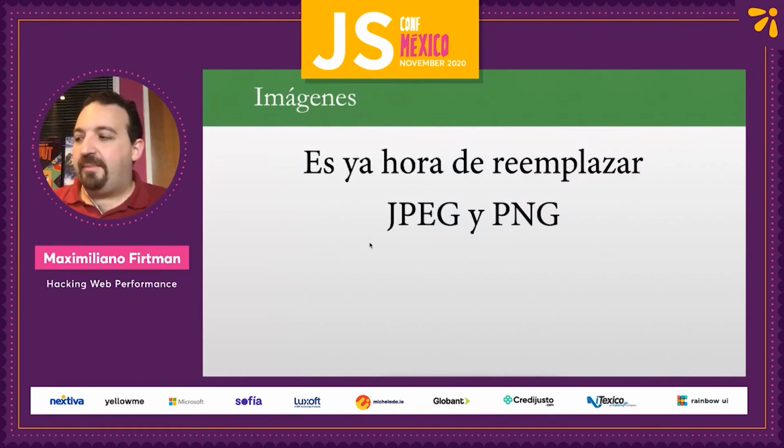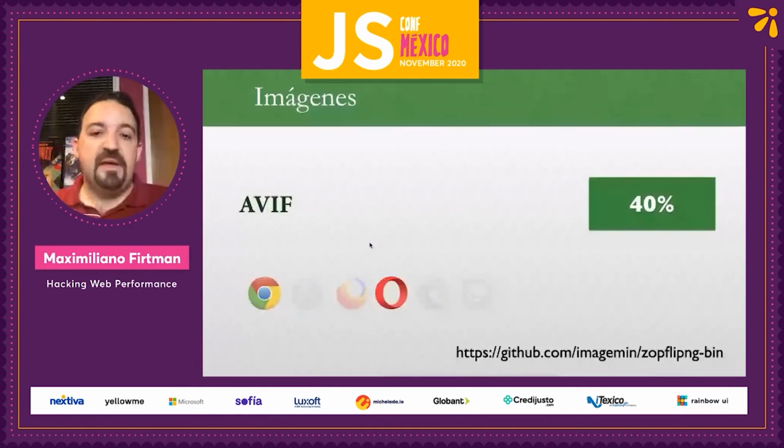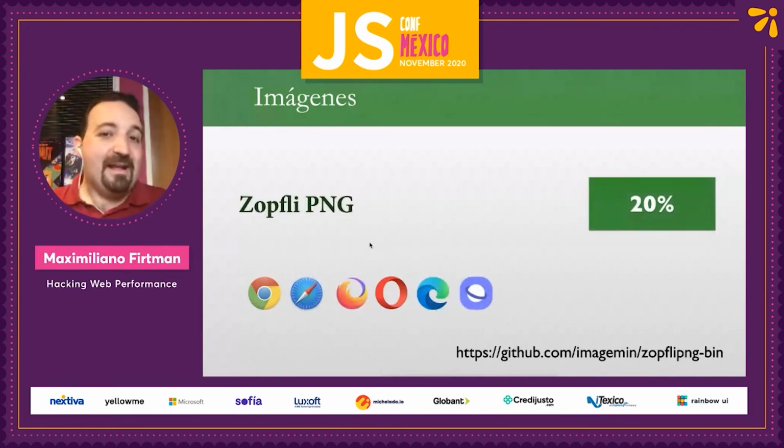And finally, it is time to replace JPG and PNG. And for that, we have other image formats. For example, WebP, which can reduce 34%, or AVIF, which is new, 40%, and only runs in Chrome and desktop. It is going to come to Android soon, and it's going to arrive in Firefox soon. So we can begin using AVIF, smaller images, and if you do not like those formats, at least keep using PNG, but change the compressor.